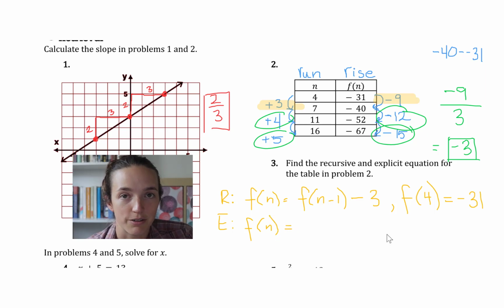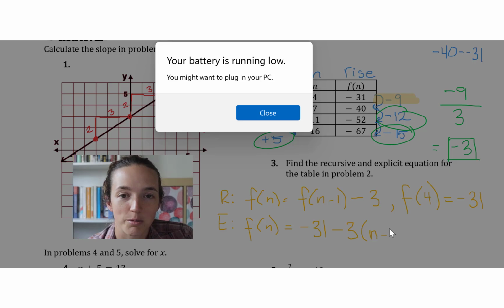Our starting value, our starting output, is -31. We are subtracting 3 each time. And since we started at step 4, I'm going to write n minus, oh, my battery's running low. Oh no, please just get through this video.